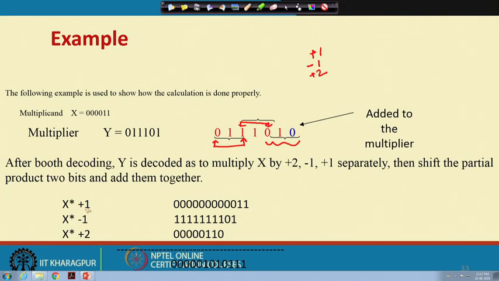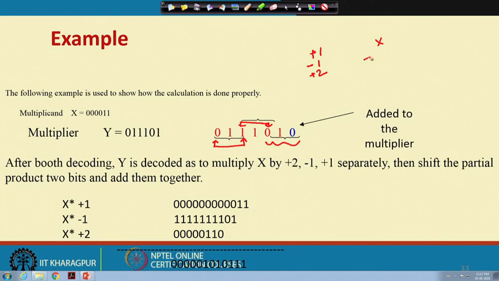Now, plus 1 means the operation on the multiplicand is plus 1, which is nothing but x. In the next, it is just the 2's complement of that.